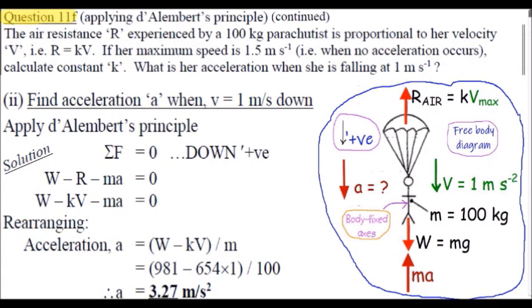Question 11F, solution continued. Now we're considering scenario 2 here. This is where we're accelerating downwards at some acceleration A. We know that the velocity is 1 meter per second downwards. Down is positive on my free body diagram here. So as we apply D'Alembert's principle, we summate all the forces to equal 0, noting that the air resistance R is actually K multiplied by V. As I said, we know what the K is from the previous slide, and we know what the V is. It's given in this question. So we can work out the downwards acceleration in this particular case.